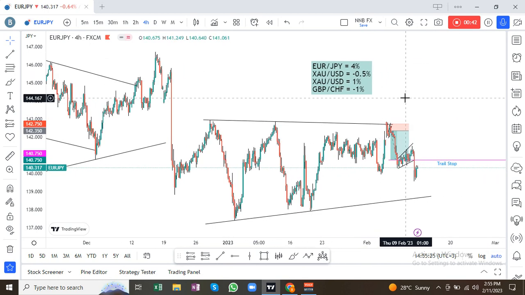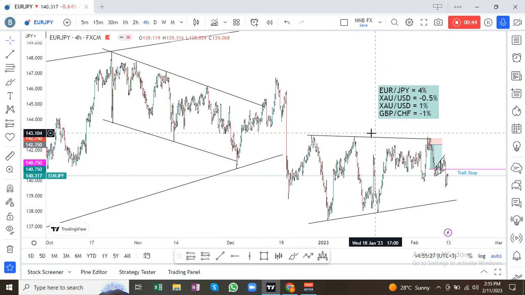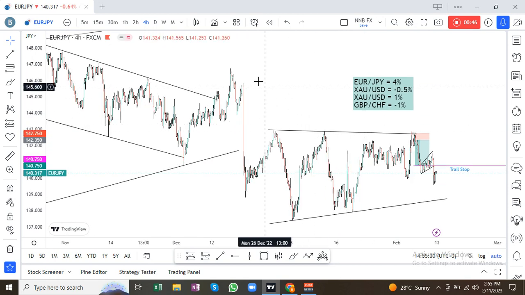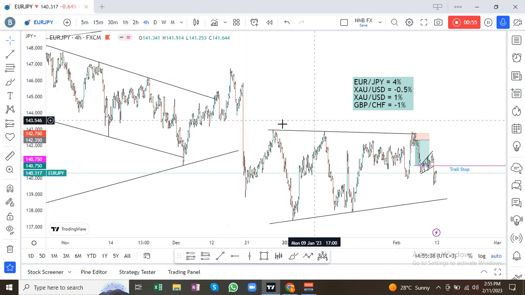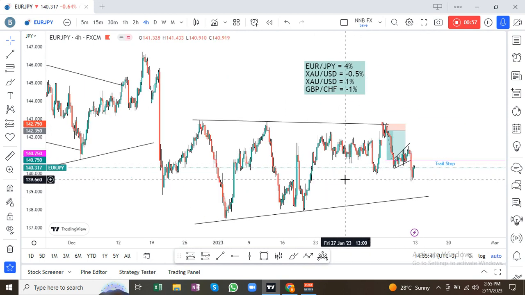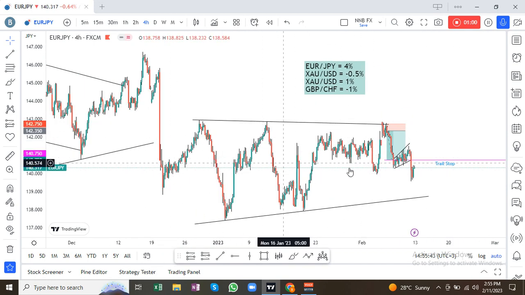The first trade that I took was on Euro Japanese yen. As you can see, to me, this was an impulse down. The market to me looked bearish. This was an impulse down, and this to me looked like a bigger continuation pattern. These we are on the 4 hour time frame.